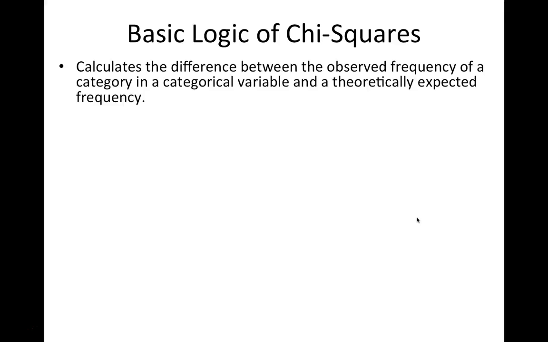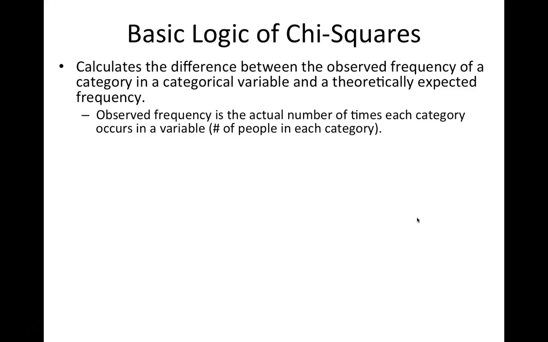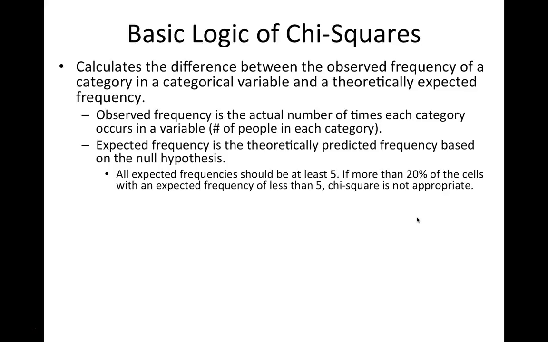Chi-squares calculate the difference between the observed frequency of a category in a categorical variable and a theoretically expected frequency. The observed frequency is the actual number of times each category occurs in a variable, so the number of people in a category typically. The expected frequency is a theoretically predicted frequency based on the null hypothesis.